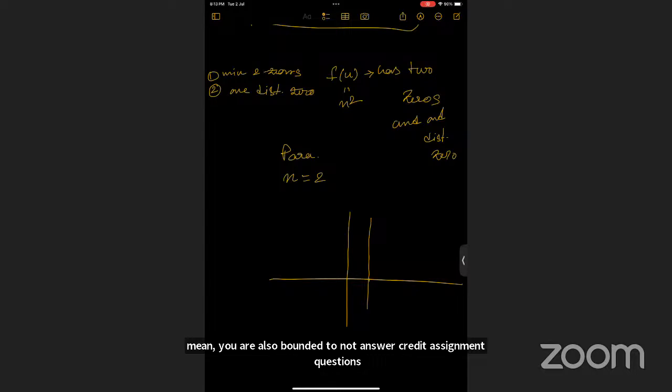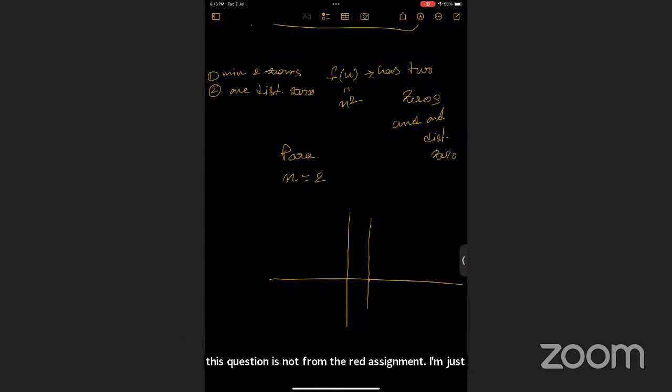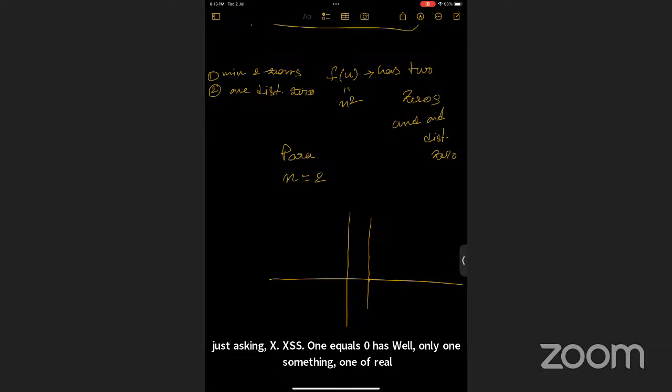This question is not from the graded assignment. I'm just asking about the options. Even the options are different. In the graded assignment, the polynomial is a much bigger one and there are multiple options. I'm just asking: x squared equals 0 has only one real solution, x equals 0. In that case, you have two zeros and both the zeros are the same.